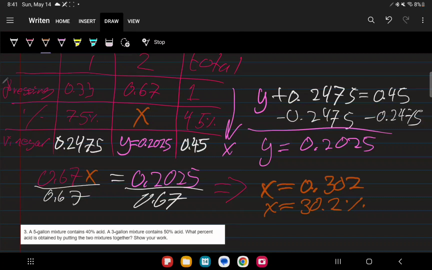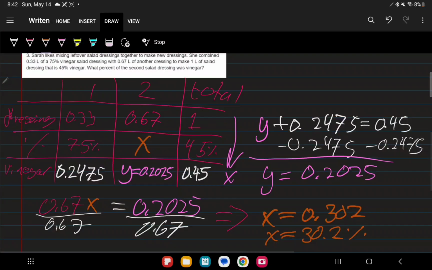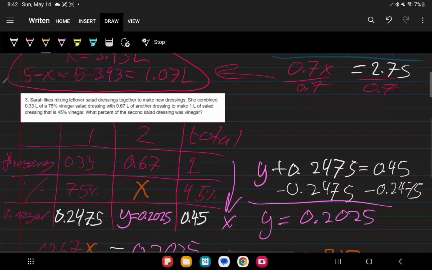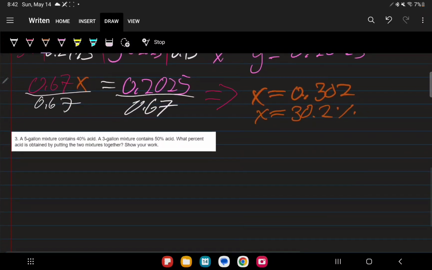Now remember that when you're going across, the only row you can't add together is the percent row. And while it does look like 75 minus 30 should get you 45%, that isn't the case. If we go back up, does 90 minus 20 get you 75%? No. So be careful. Let's keep going.